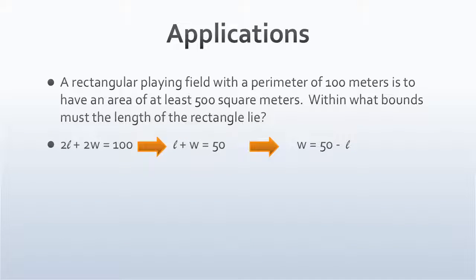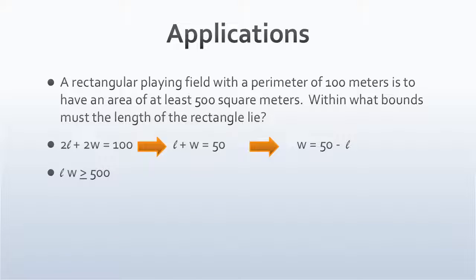First of all, we know that the perimeter is twice the length plus twice the width, and it is 100 meters. So we know that. Which means if we divide everything by 2, the length plus the width must be 50. And we can use that to solve for one of the variables. In this case, we solved for w. W equals 50 minus L.